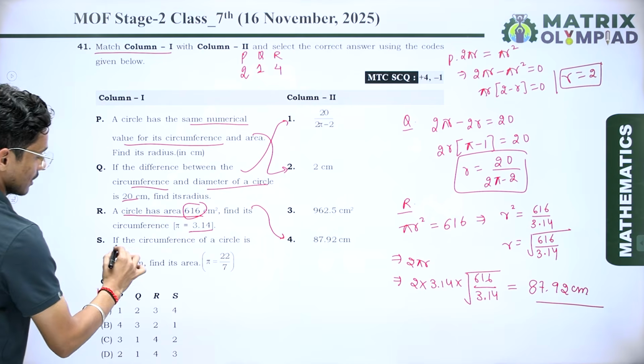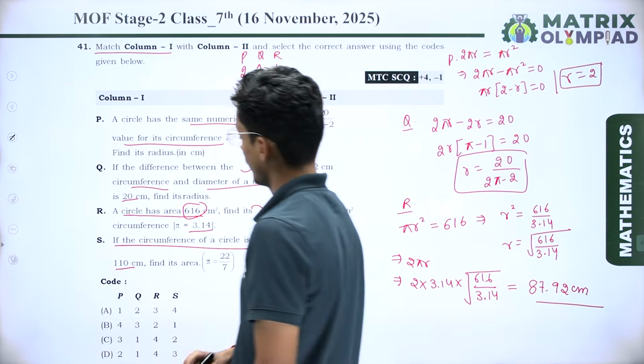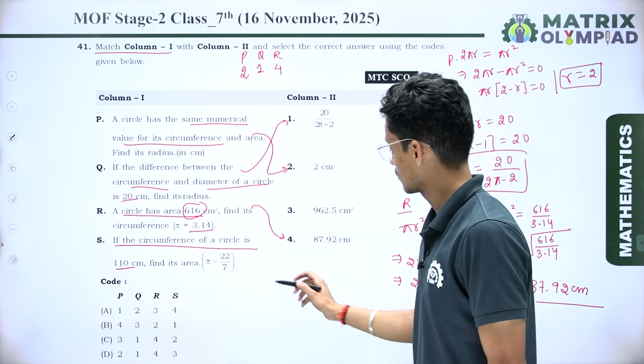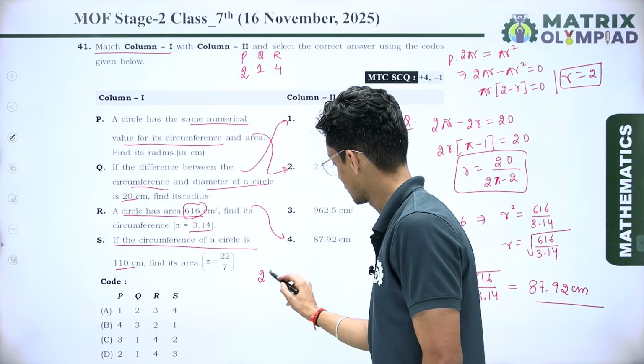Next, if the circumference of a circle is 110 centimeter, then find its area. So we know the circumference of a circle is 2 pi r.